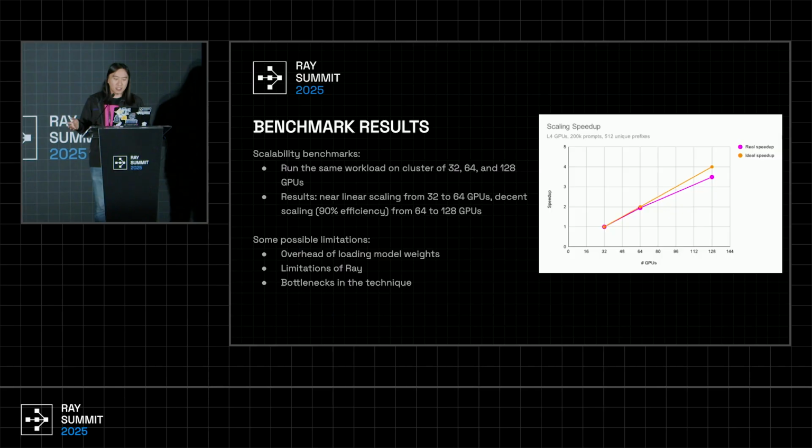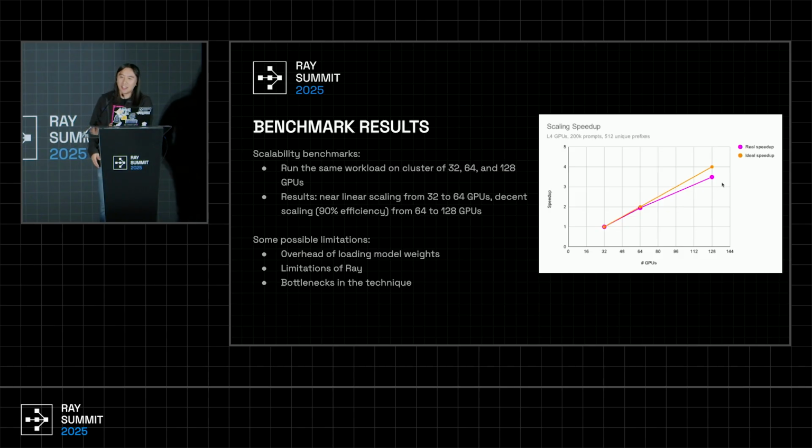We also did some scalability tests. We ran the same workload on a cluster of 32, 64, and what I showed before, 128 GPUs. What we saw is near linear scaling, around 97%, from 32 to 64 GPUs, and then decent scaling, around 90% efficiency, from 64 GPUs to 128 GPUs.